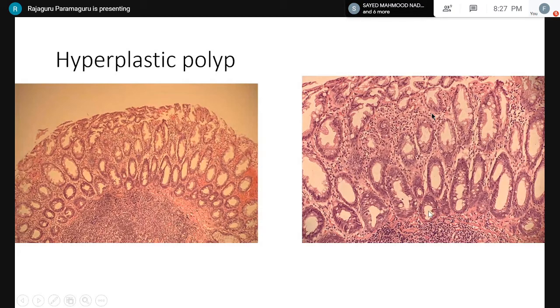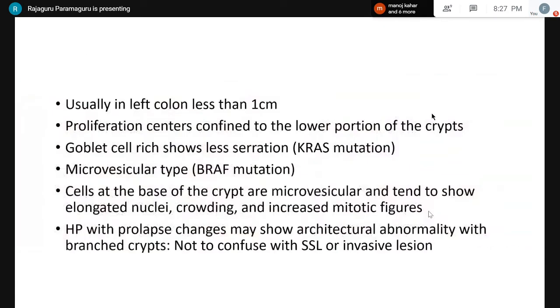So this might very well mimic an adenomatous change. So this should not be confused with that. There are two types of hyperplastic polyp according to the recent WHO: the goblet cell rich hyperplastic polyp, which is associated with KRAS mutation, which show less serrations, and the microvesicular type of polyp with BRAF mutation.